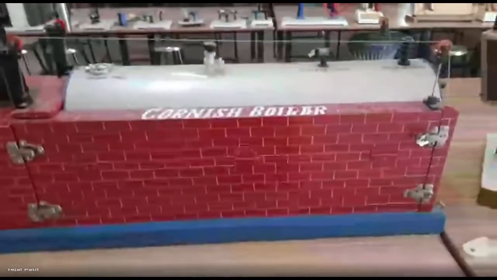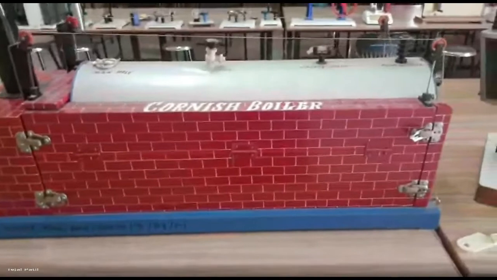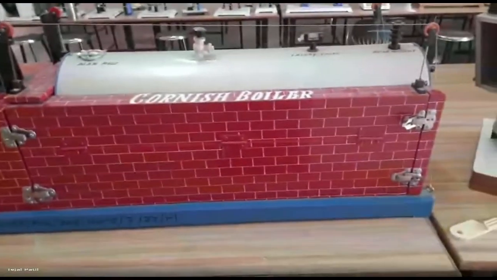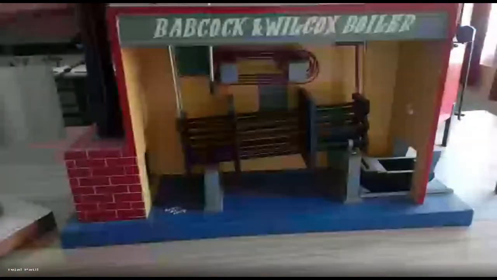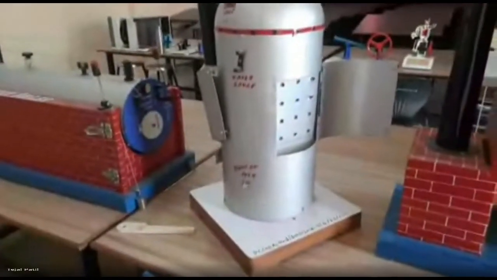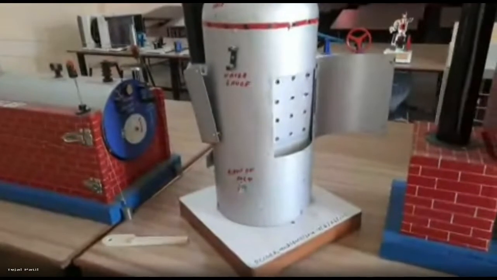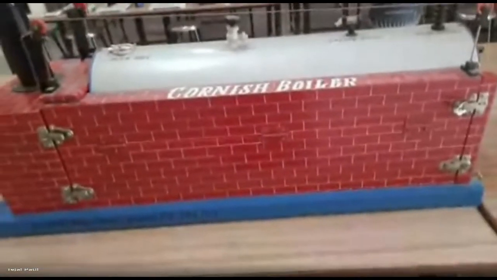Okay, then next one, this is the Cornish boiler, again a horizontal axis boiler, but this is a fire tube boiler. The first one we have seen, that was the water tube boiler, because water is inside the tube. Second one is the Cochrane boiler, which is a fire tube boiler again. Then next one is this Cornish boiler, which is again a fire tube boiler.